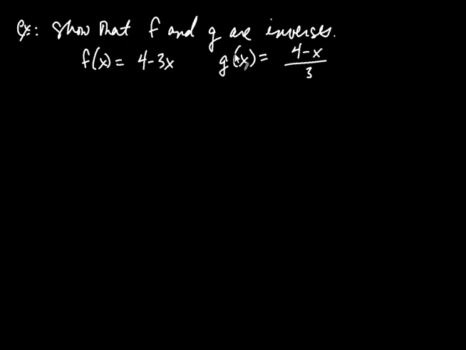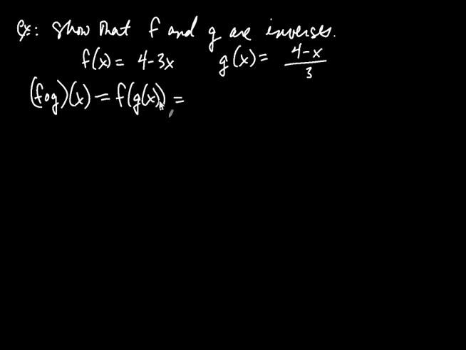Show that f and g are inverses. Okay, so what we do is we first take f composed with g, and then we're going to take g composed with f, and we're hoping to get x after both of those. So first we'll take f composed with g, and remember from our video on compositions, this is f of g of x. Okay, and what does that say to do?